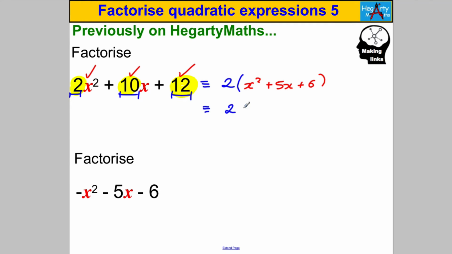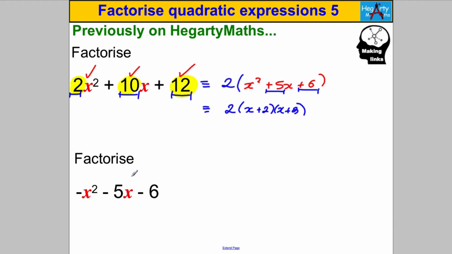So keep the 2 where it is, and you're thinking of two numbers that multiply to positive 6 and add to positive 5, and hopefully you realise that's x add 2, x add 3. And we've done a whole skill on that already, so go back there if you're not sure about this. Now, what we're going to do in this video is factorise things like as follows.